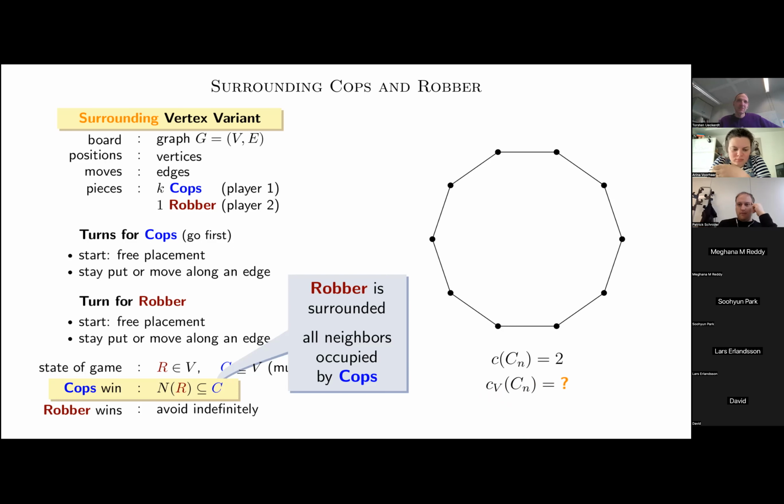Still 2, right? Still 2, you would think so. Everybody thinks, I'm sorry for this mean question, but it's not 2, it's 3. Let me show you why. So here's 2 cops. What do they do?